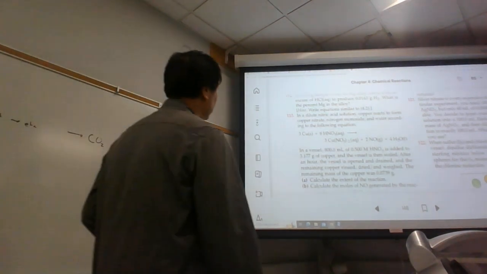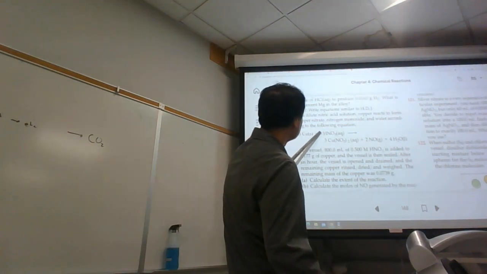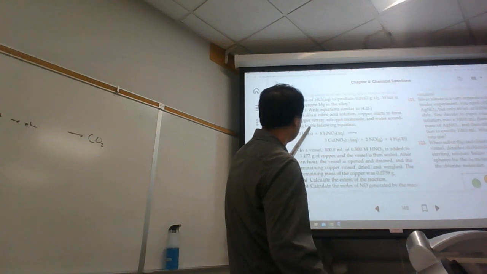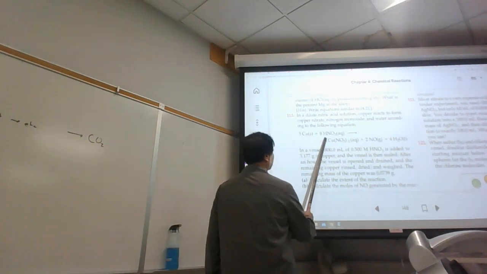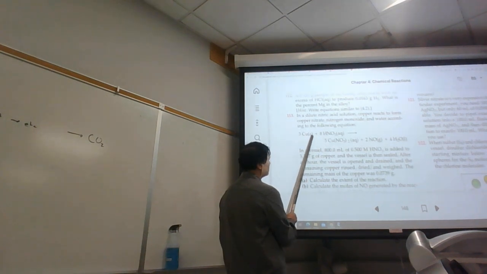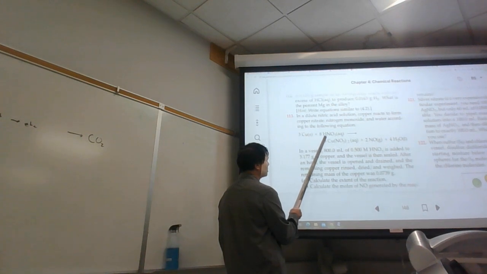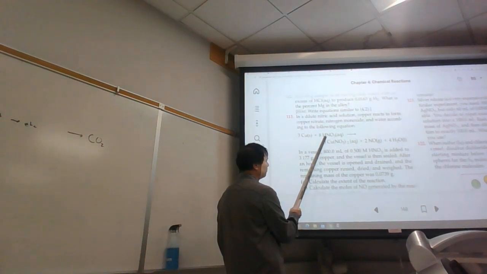Actually, maybe I should have given this earlier. In a dilute nitric acid solution, copper reacts to form copper nitrate. So nitric acid is an oxidizing acid. This looks like single replacement, doesn't it? But it's not single replacement, because nitrate here is a more powerful oxidizer in the presence of H+. We have H+ present here.